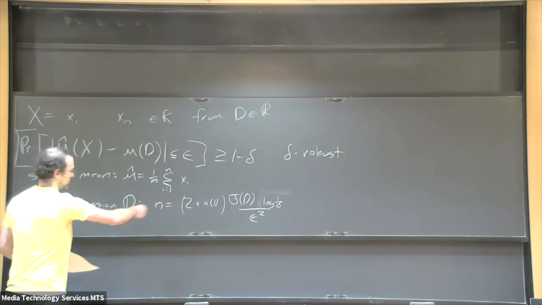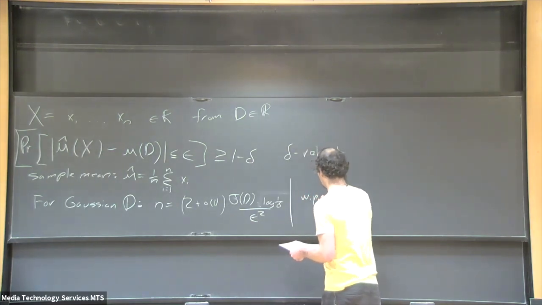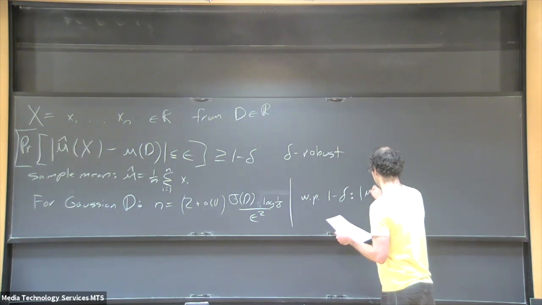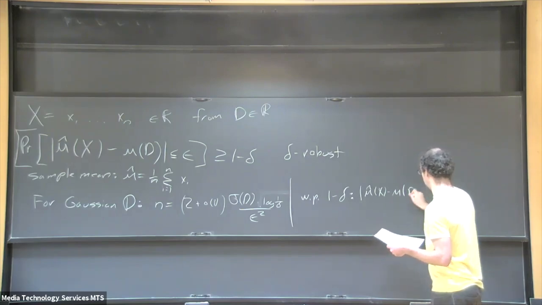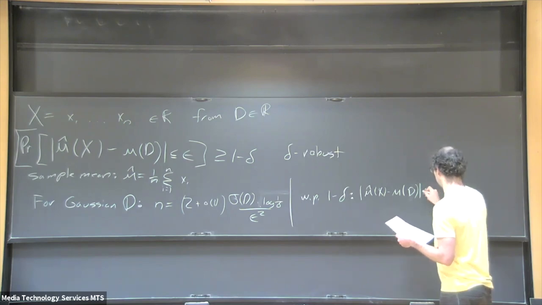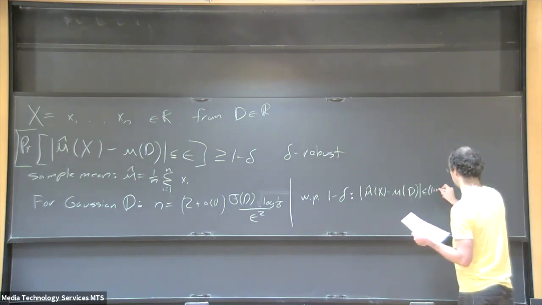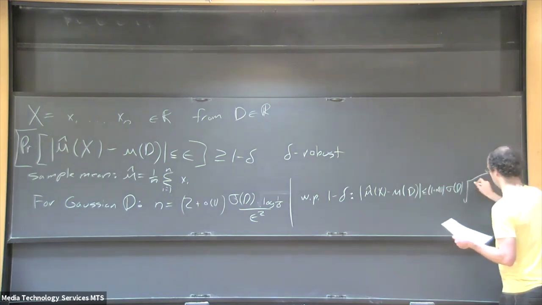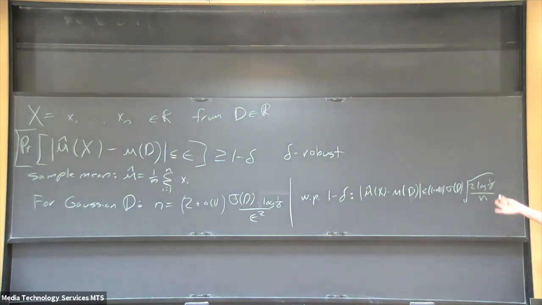So I'm just solving this relation for epsilon, pulling epsilon out. A different way of saying this is that with probability 1 minus delta, the estimate minus the true mean of the distribution is equal to, and this is an expression that we'll stick with for a while, some 1 plus little o of 1 term times the variance times square root of 2 log 1 over delta over n. Again, this is a slightly annoying expression, but it's the truth for Gaussians.